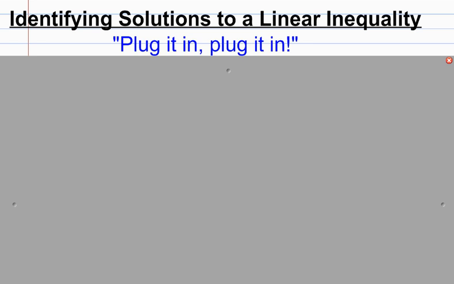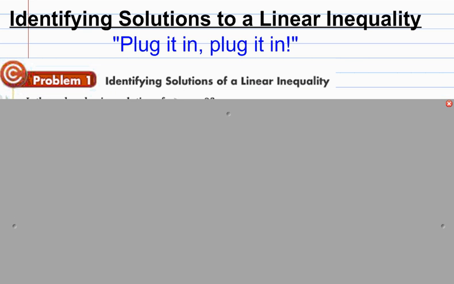So when you're identifying solutions, basically I'm going to give you an inequality, and I'm going to give you an ordered pair, and you have to tell me if it's a solution or not. And here's my only clue for you. Plug it in, plug it in.